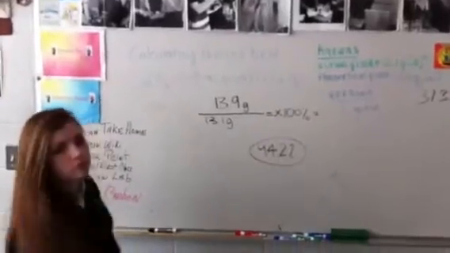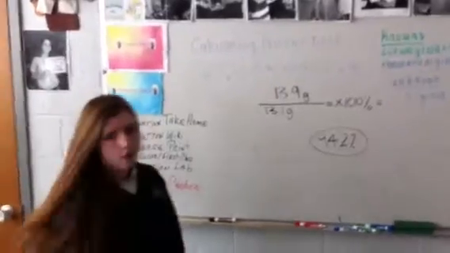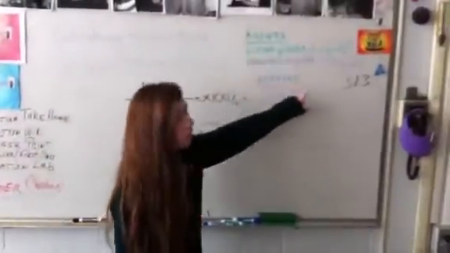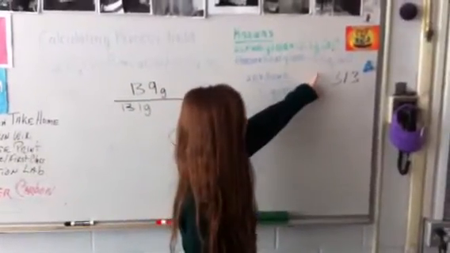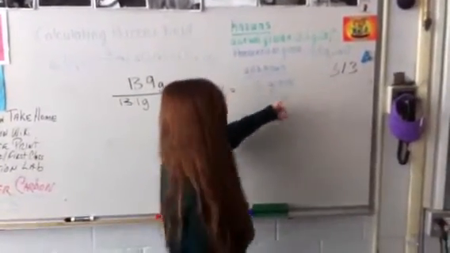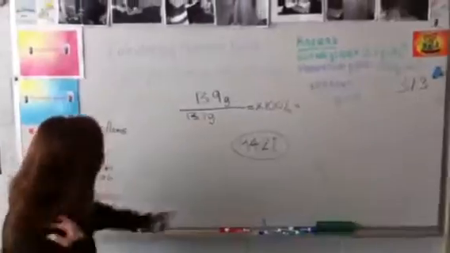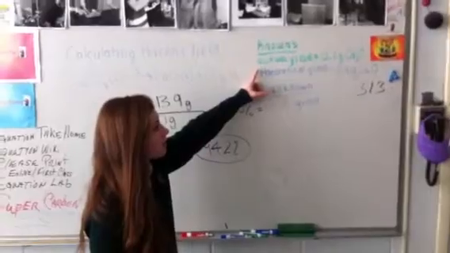Go. Since you gotta be careful. Okay, so we figured out the theoretical yield is 13.9 grams of calcium oxide. Now we're calculating the percent yield.